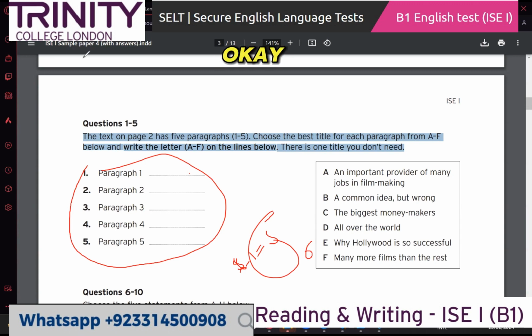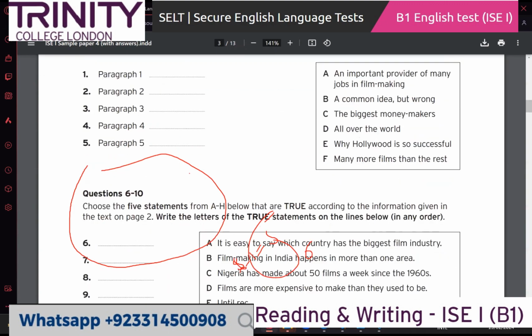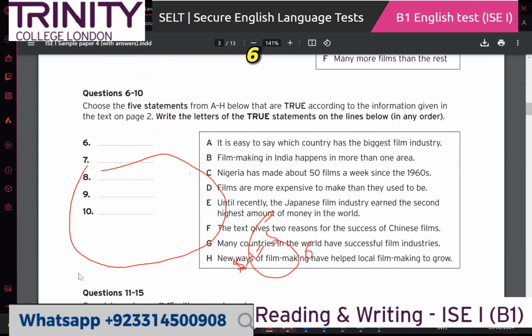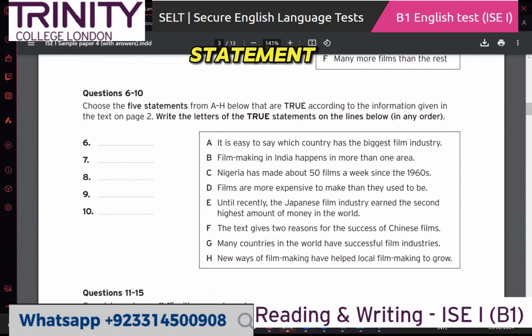Yes, ma'am. Okay, then moving further, we have questions 6 to 10. Dave, read this question, 6 to 10, please. Choose the 5 statements from A to H below that are true according to the information given in the text on page number 2. Write the letter of the true statement on the line below, in any order. Yeah, in any order.